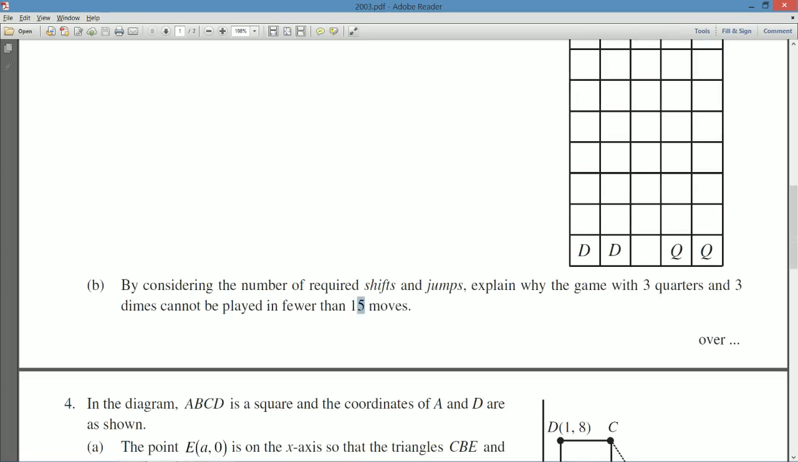So, of these 15 moves, we've guaranteed that there need to be at least 9. Okay, so now we need to guarantee, I guess, that there need to either be some more jumps, which I don't think we can guarantee, but there need to be some more shifts, at least 6 shifts. Okay. So, there need to be at least 6 shifts. How would we possibly show that?